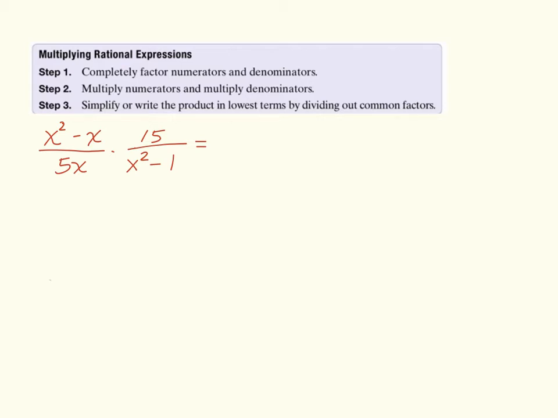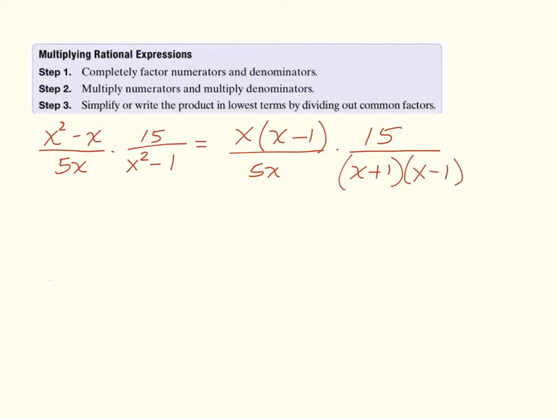We have x squared minus x over 5x times 15 over x squared minus 1. Well, with the first fraction here, we need to factor out an x. Remember, we're factoring everything first, and then we're going to see what can cancel. Factor out an x, and we have an x minus 1 here, all over 5x, times 15 over what? X squared minus 1 is the difference of two squares. That's an x plus 1 times x minus 1.